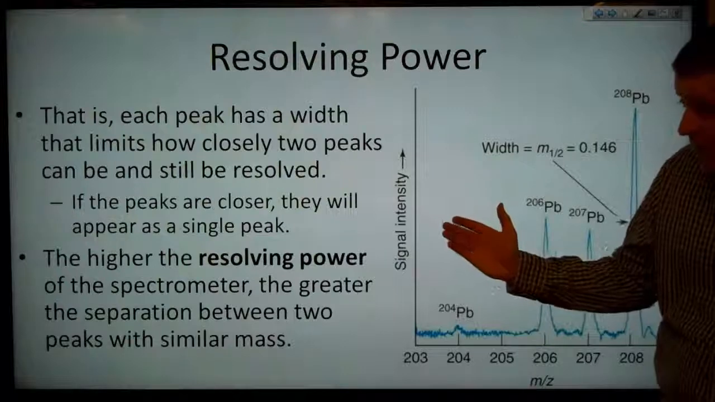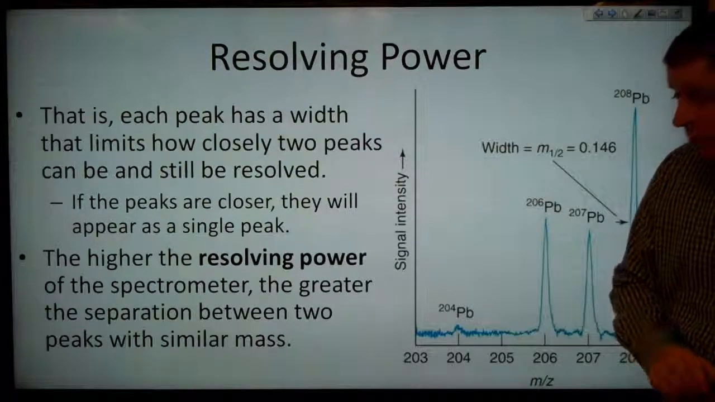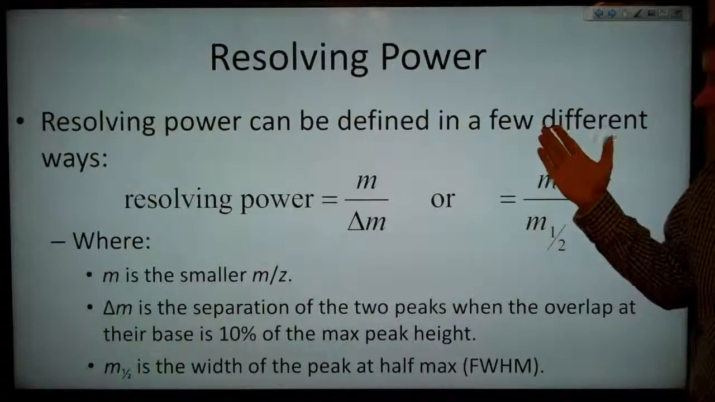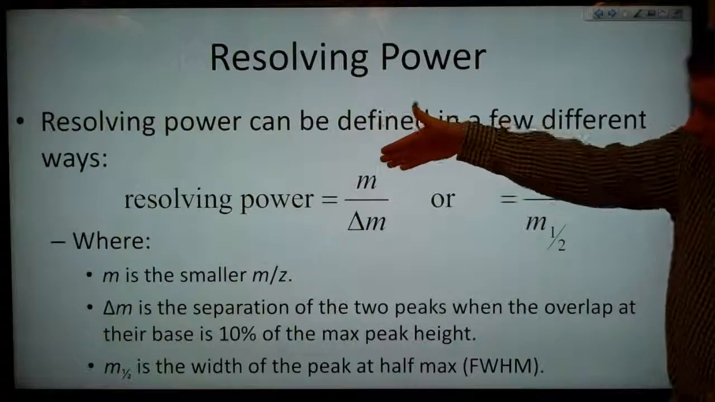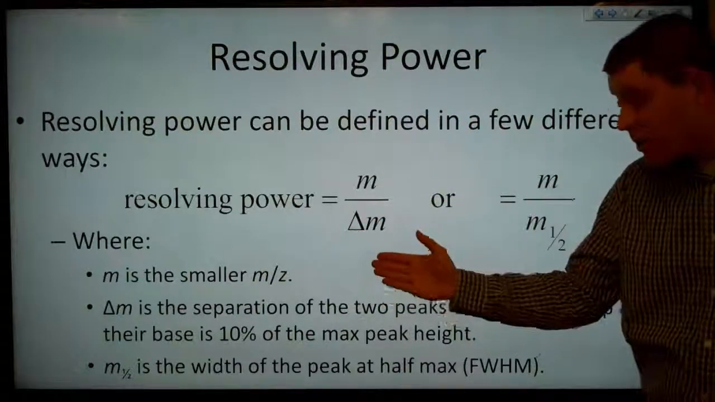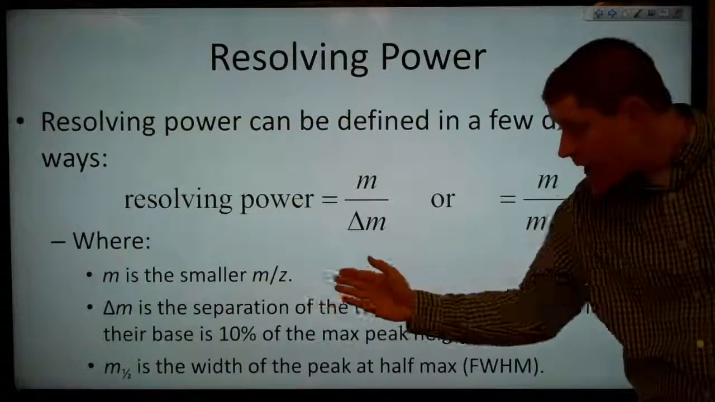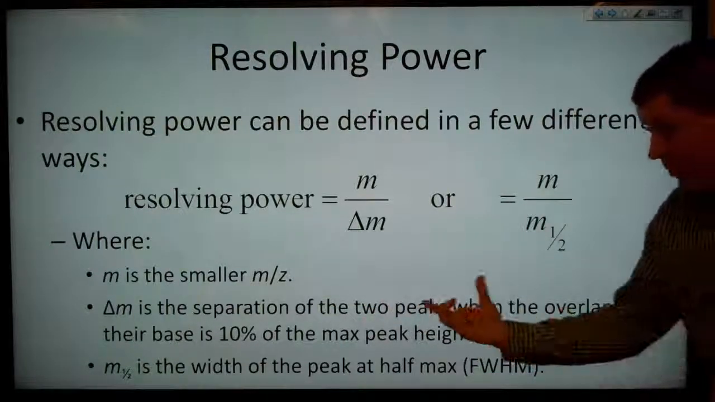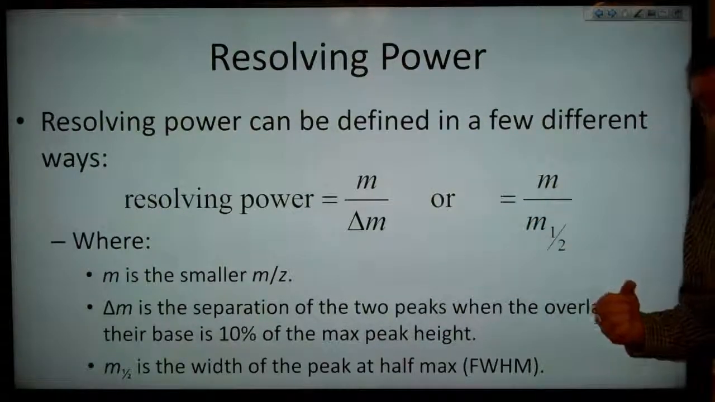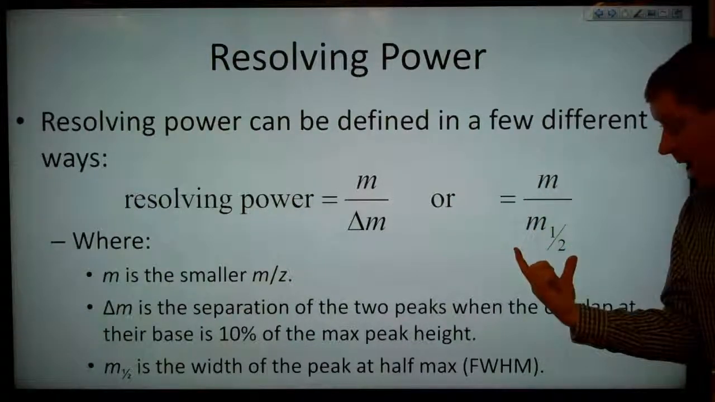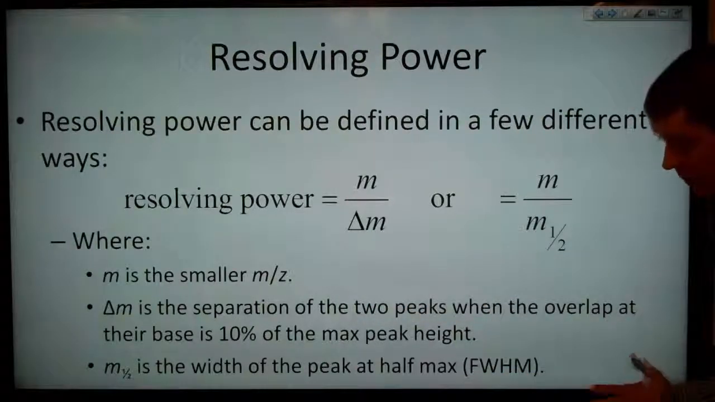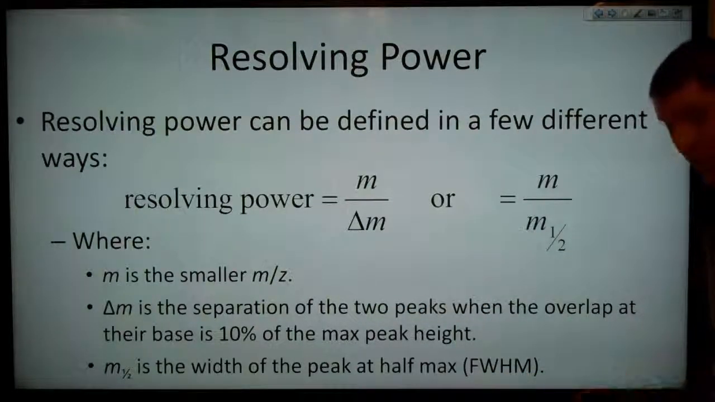And the higher the resolving power of our spectrometer, the smaller the separation between two peaks of similar mass that we can resolve. Now, the resolving power can be defined in a few different ways. The first way is resolving power equal to m over delta m, where m is the smaller of our two mass-to-charge ratios, and delta m is the separation of our two peaks when the overlap of their base is 10% of the max peak height. Or we can define resolving power as m over m half, where again m is the smaller of our mass-to-charge ratios, and m half is the width of the peak at half max. This is the full width at half max.